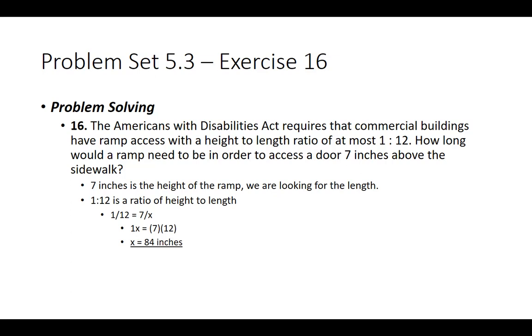1 to 12, it says, is a height to length ratio. So we want height on top. We want length on the bottom. 1 over 12 equals 7 height over x length. Cross multiplying, 1 times x equals 7 times 12. X then is 84 inches. The length would have to be 84 inches.